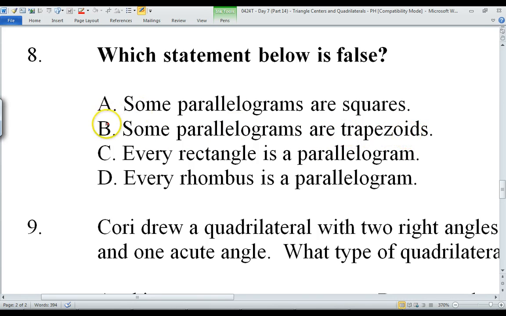Because of the way trapezoid is defined, a trapezoid is defined as having exactly one pair of parallel sides. Only one pair of sides can be parallel to be a trapezoid. If both pairs were parallel, then it would be a parallelogram. But it can only be one or the other, never both. So that's the one that's false.